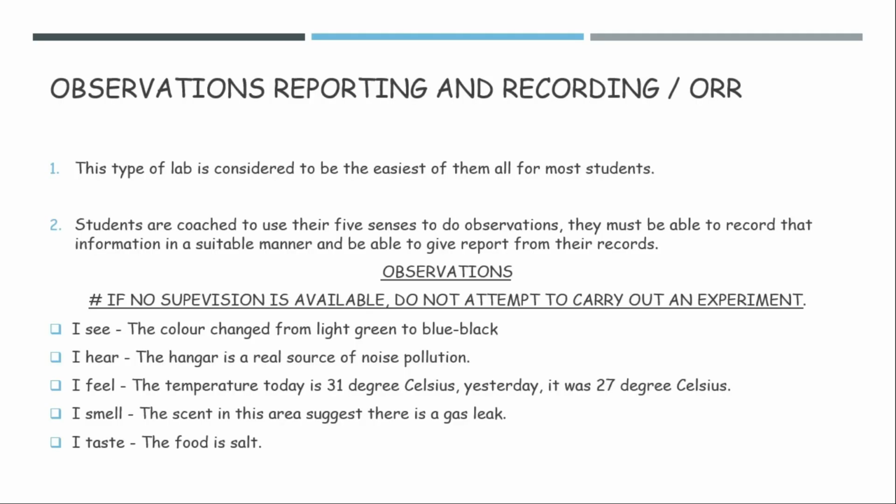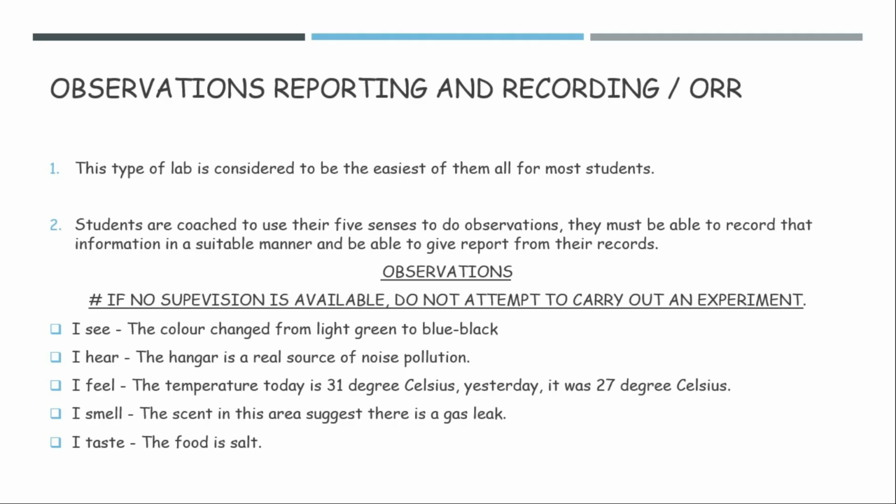What comes to mind? What do you think we do when we carry out this lab? Now, this type of lab is considered to be the easiest of them all for most students. Students are coached to use their 5 senses to do observation. They must be able to record that information in a suitable manner and be able to give a report from their records.